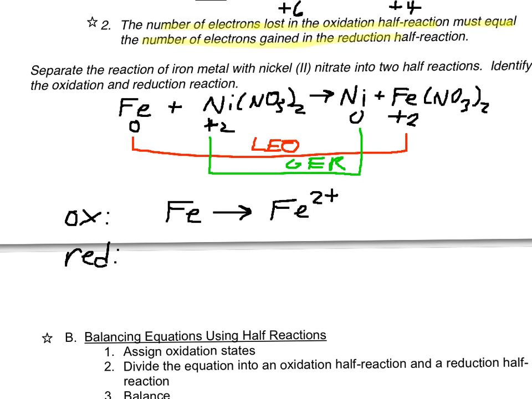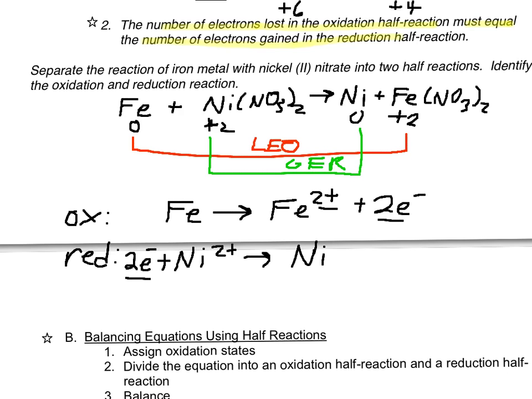So here's the oxidation half reaction. Got iron turning into iron 2. It has lost 2 electrons, so I need to show those 2 electrons that it lost. Now I'm going to go to the reduction. And here is our reduction reaction with the 2 electrons that it gained. And notice that these are the same.